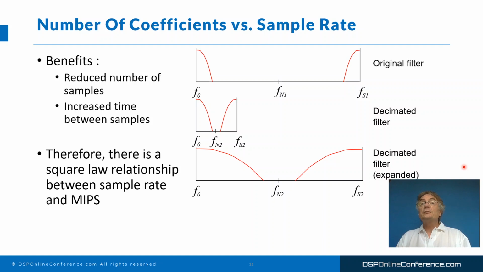So it turns out that reducing the sample rate always gives you a square law relationship between the sample rate and the number of MIPS. So if you can reduce the sample rate by a factor of 2, then the number of MIPS required reduces by a factor of 4. If you can reduce the sample rate by a factor of 4, the number of MIPS required improves by a factor of 16. So in telecoms in particular, reducing the sample rate has a very, very large impact on the number of MIPS required.